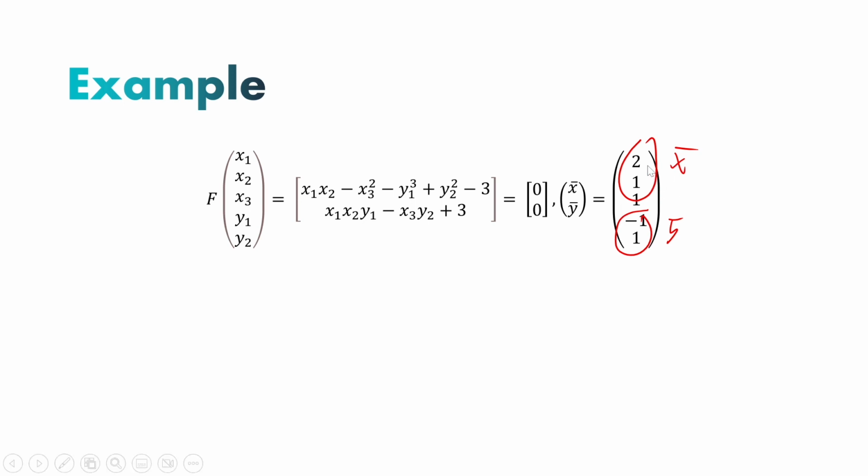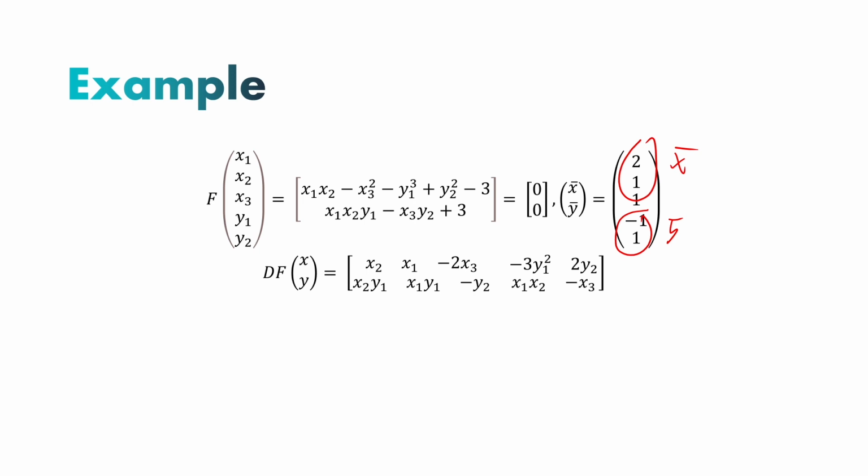You can notice that, for example, if we were to plug this into the bottom equation, we would have x1 times x2 times y1, so that's 2 times 1 times minus 1 is minus 2, and then minus x3 y2, so minus 1 times 1. So we have minus 2, minus 1, so that's minus 3, and then plus 3, so you get 0. So okay, that evaluates to 0, and similarly, if you plug this into the top, you'd also get 0. And now we need to check certain conditions on the derivative of the function.